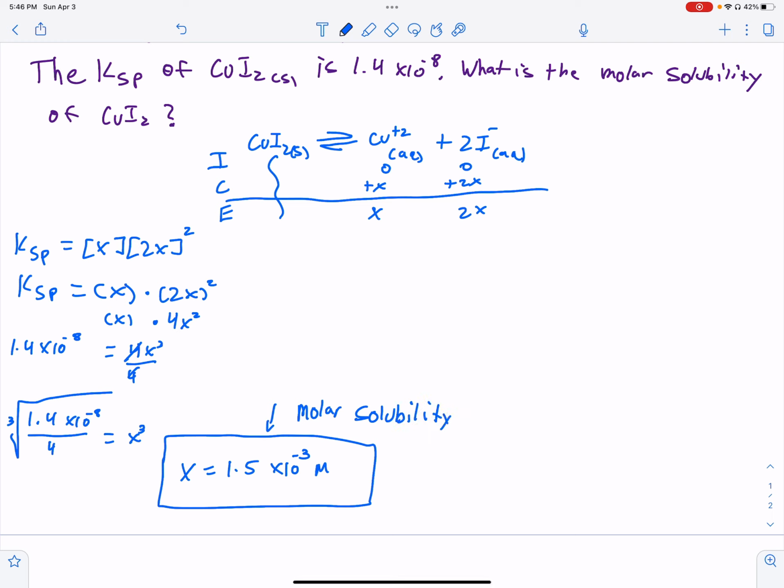Okay, so let's move on. Let's do a more conceptual example.